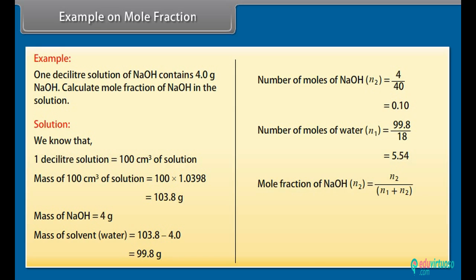Mole fraction of NaOH, X2, is equal to N2 upon N1 plus N2, which is equal to 0.018. Hence, the mole fraction of NaOH in the solution is 0.018. Formality and parts per million.